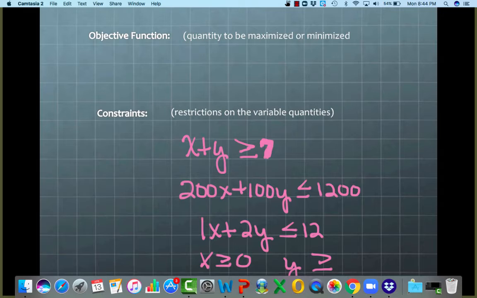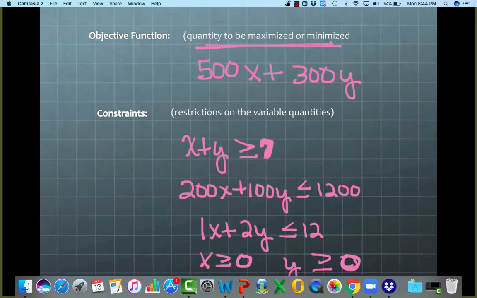Then the objective function is what I want to maximize or minimize. Well, remember, we're trying to maximize my profit. We make $500 for each acre of wheat, so 500x, plus I make $300 for rye, so that would be 300y. That's my equation for profit, and that is going to be my objective function.